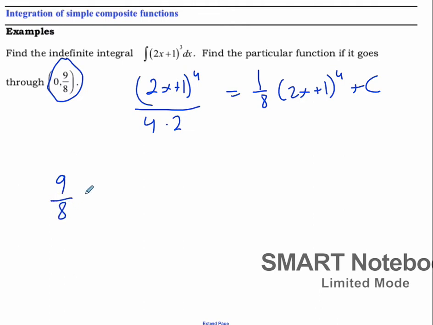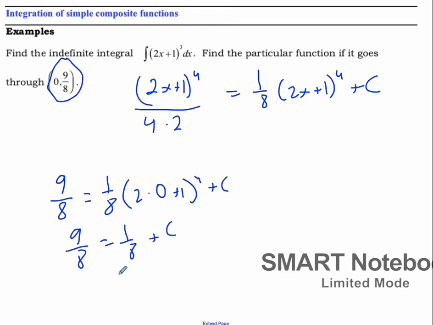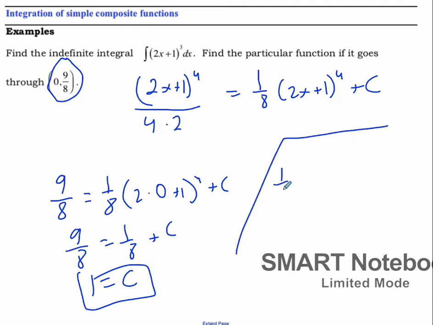So 9/8 equals 1/8 times (2 times 0 plus 1) to the power 4, plus c. So 9/8 equals 1/8 plus c. Subtract 1/8 from both sides, we get 1 equals c. So the particular solution is 1/8 times (2x plus 1) to the power 4, plus 1.